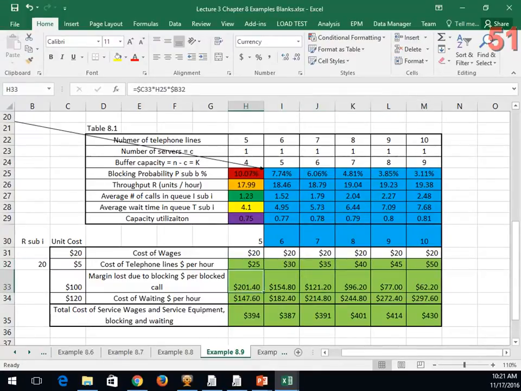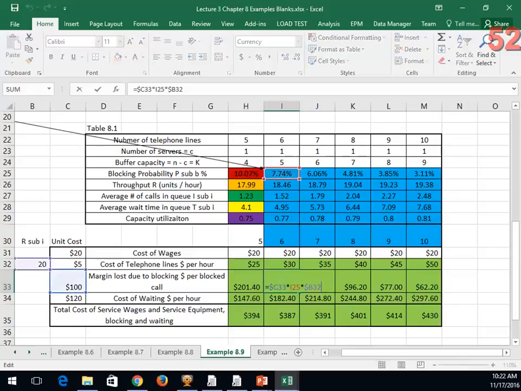Then I have to ask, what's my margin loss due to calls being blocked? This is that added component of cost that we're talking about. To calculate that, it's not quite this sequence in the formula, but this is what we're doing. We're taking how many customers are trying to enter the system, our R sub I, which is our 20 customers per hour. But 10.07% of them are not getting in, so that's how many are going to be blocked. I'm going to multiply that times the cost of a blocked call, which is $100. So in this first one, it's 201.40.